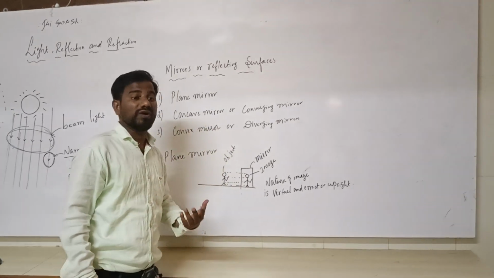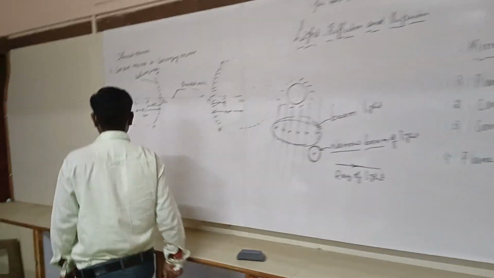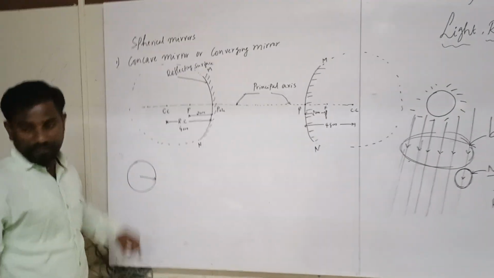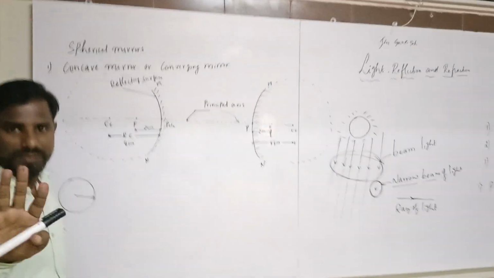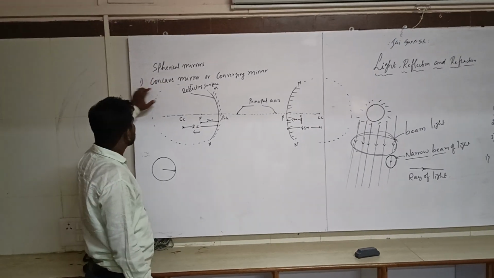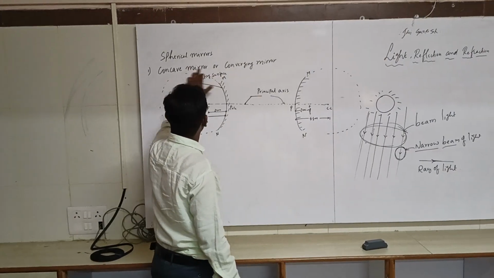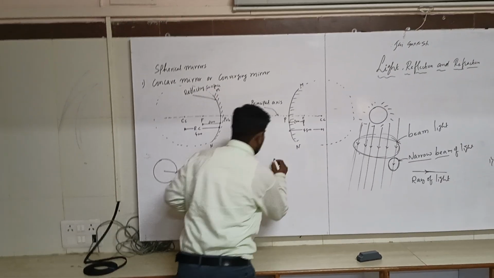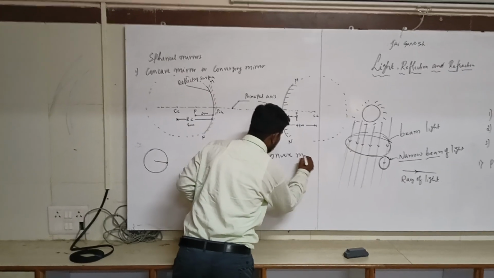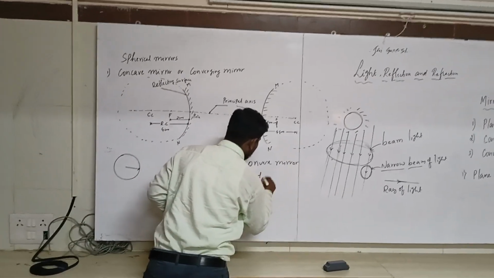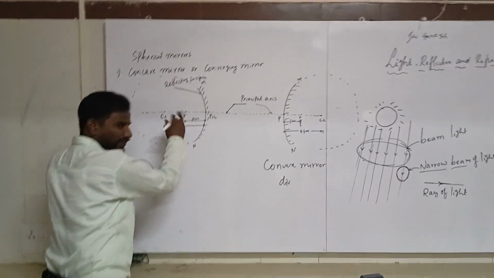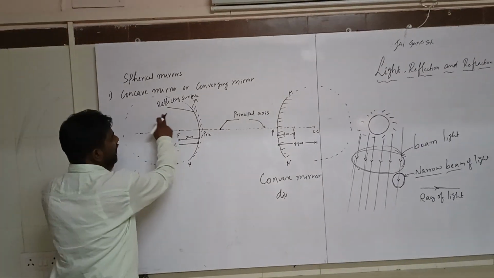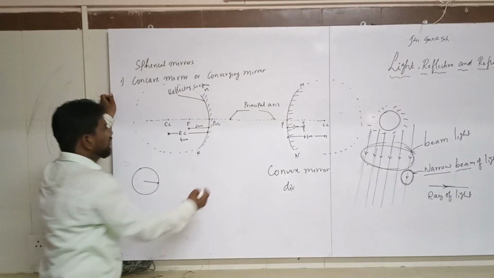Now coming to spherical mirrors. This is a concave mirror, a converging mirror. This is our convex mirror, which is called a diverging mirror. Just see, this is our mirror which is polished. Silver coating is done so that the ray cannot pass through it. So this is a concave mirror.